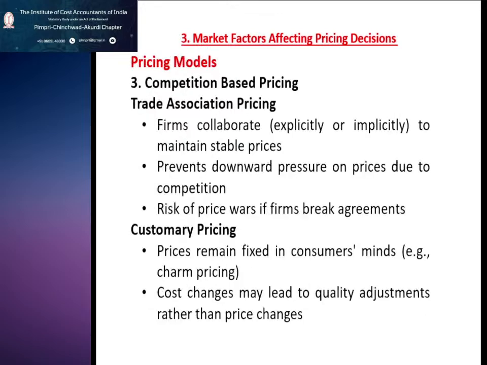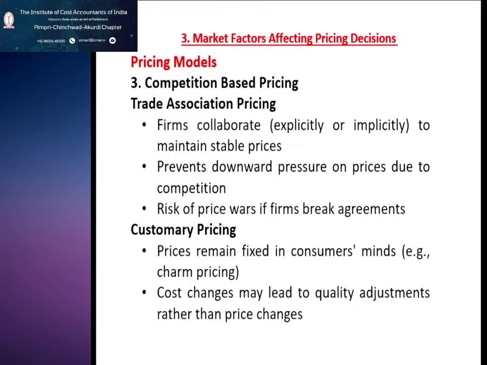Another competition based pricing is the trade association pricing, wherein a particular firm is a member of an association. Whatever price that association decides will be adopted and charged by the firm. So firms collaborate explicitly or implicitly to maintain stable prices. This prevents downward pressure on prices due to competition. However, there is a risk of price wars if the firms break agreements entered into with the trade association.